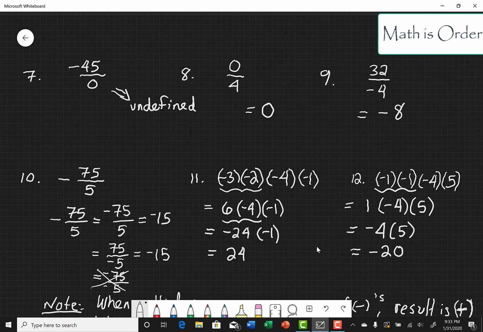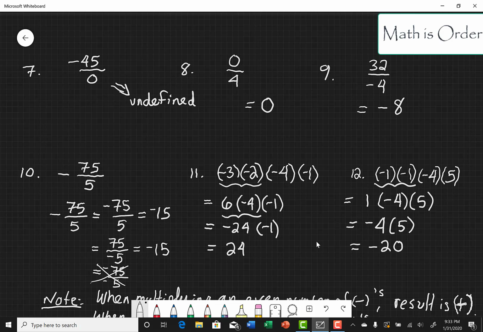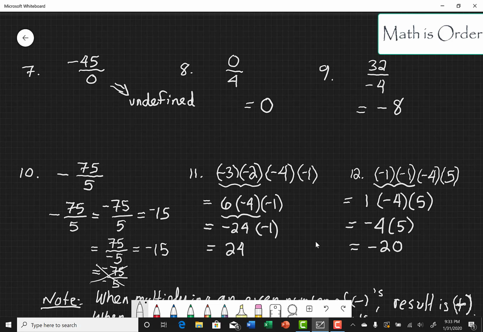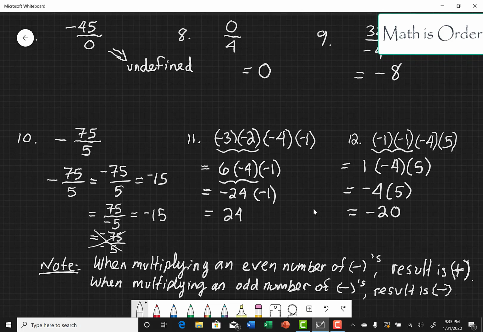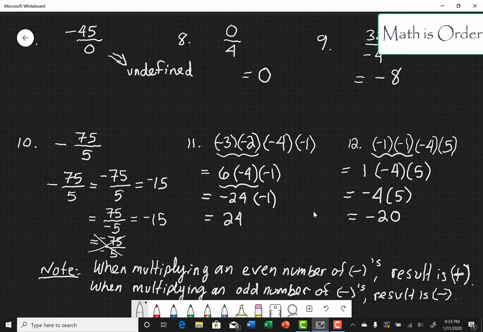All right. And maybe you noticed that in number 11 and in number 12, there was a certain pattern. And that is when you multiply an even number of negatives, the result will be positive. So for example, in number 11, we have 4 negative values there. So 4 being an even number, the result was positive. And in 12, we have 3 negatives. So 3 being an odd number, the result is negative.